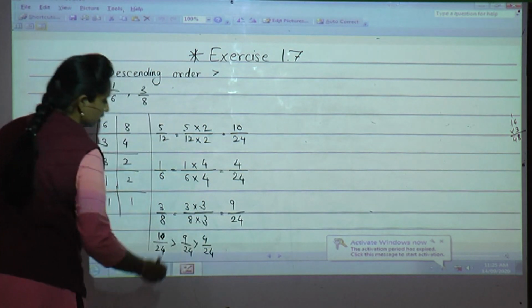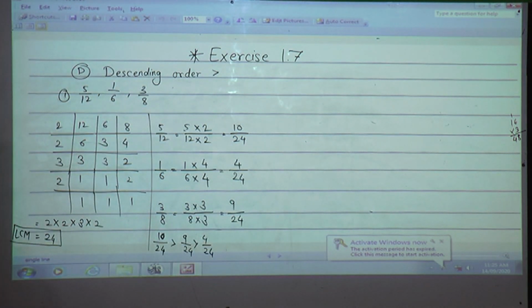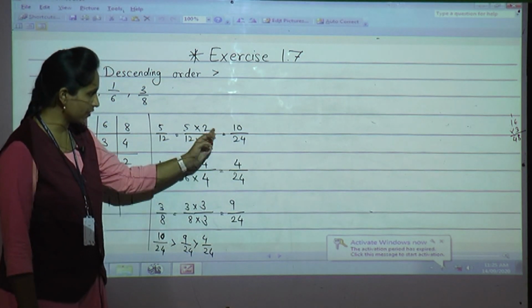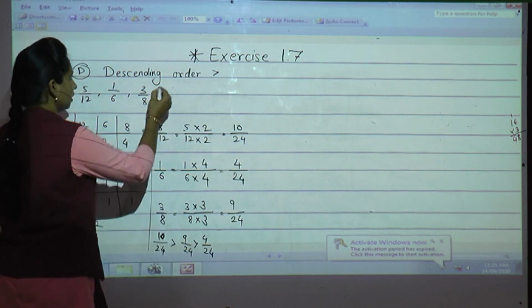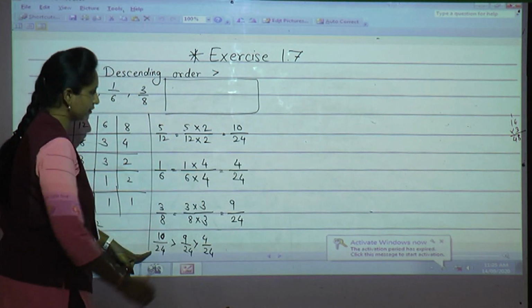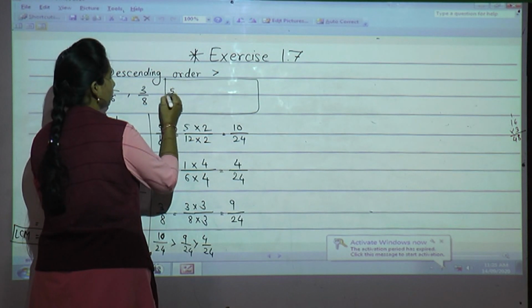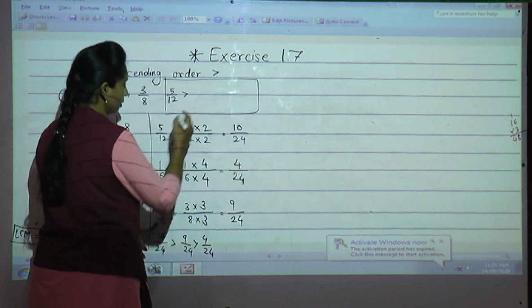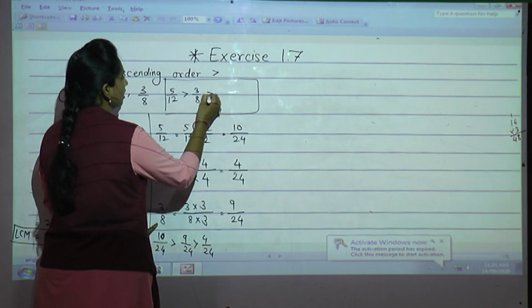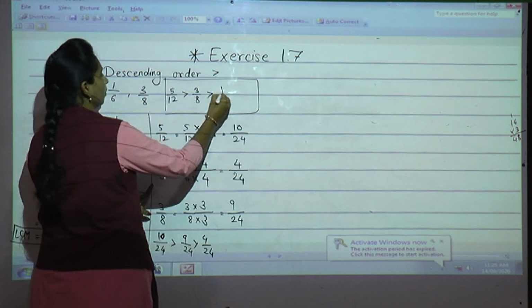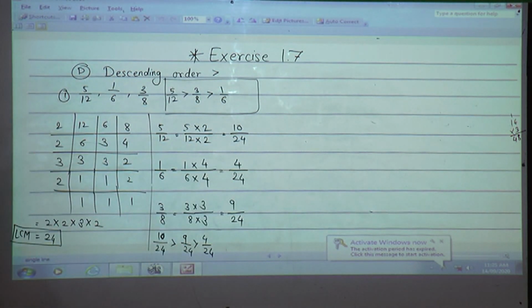These are the real fractions, students? No, we have converted. Isn't it? Now what are the real fractions? I'll write here only. 10 upon 24 means what? 5 upon 12 is greater. 9 upon 24 means what? 3 upon 8 is greater. And the last, 4 upon 24 means what? 1 upon 6. Is that clear?